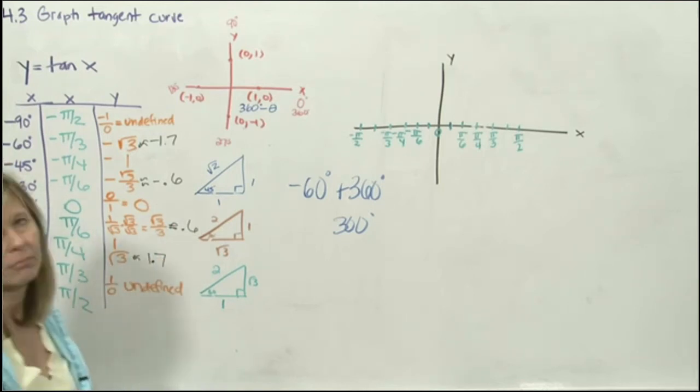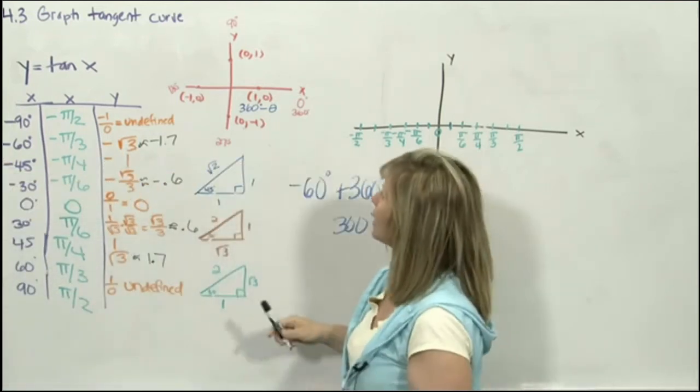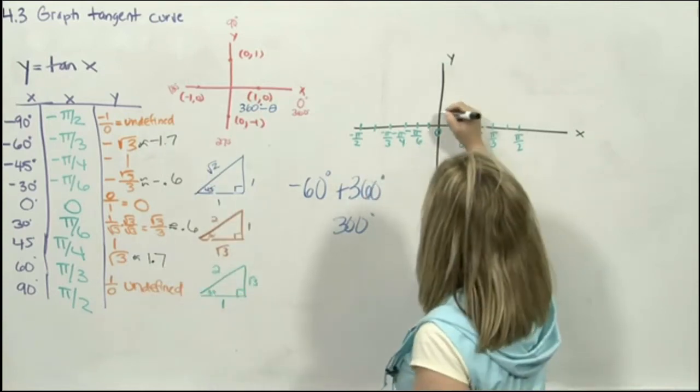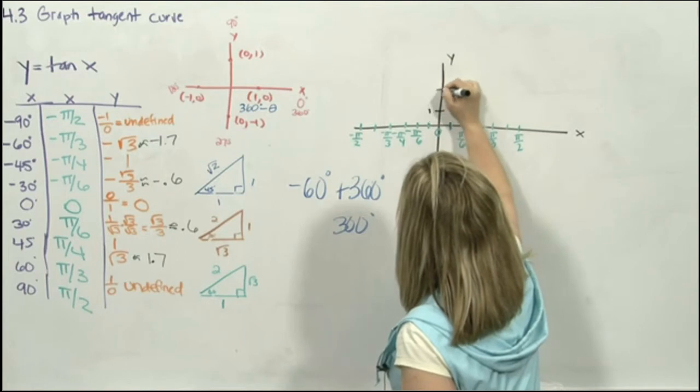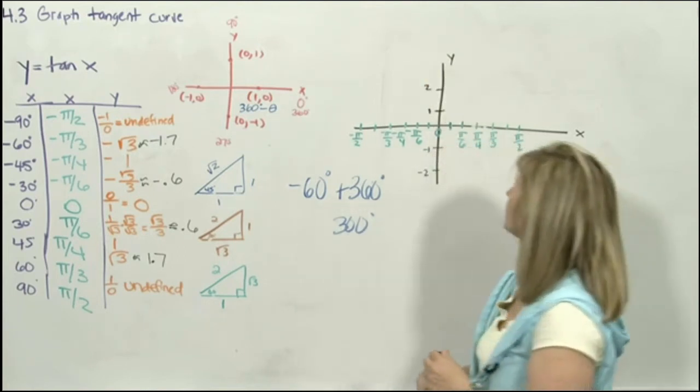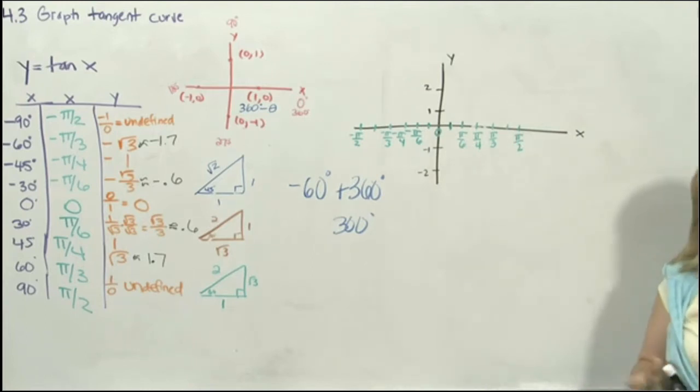Square root of 3 is approximately 1.70. So when I set up my y-axis, I can see my highest y value right now is 1.70. So I'm going to do 1, 2, and then negative 1, negative 2. Everybody's good?